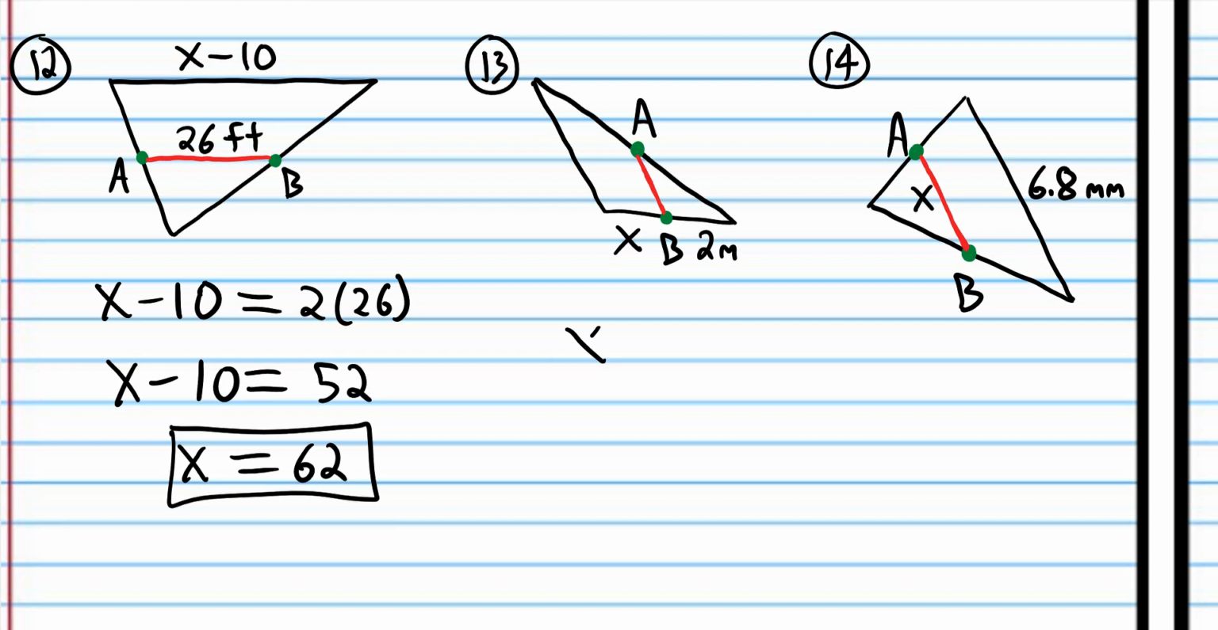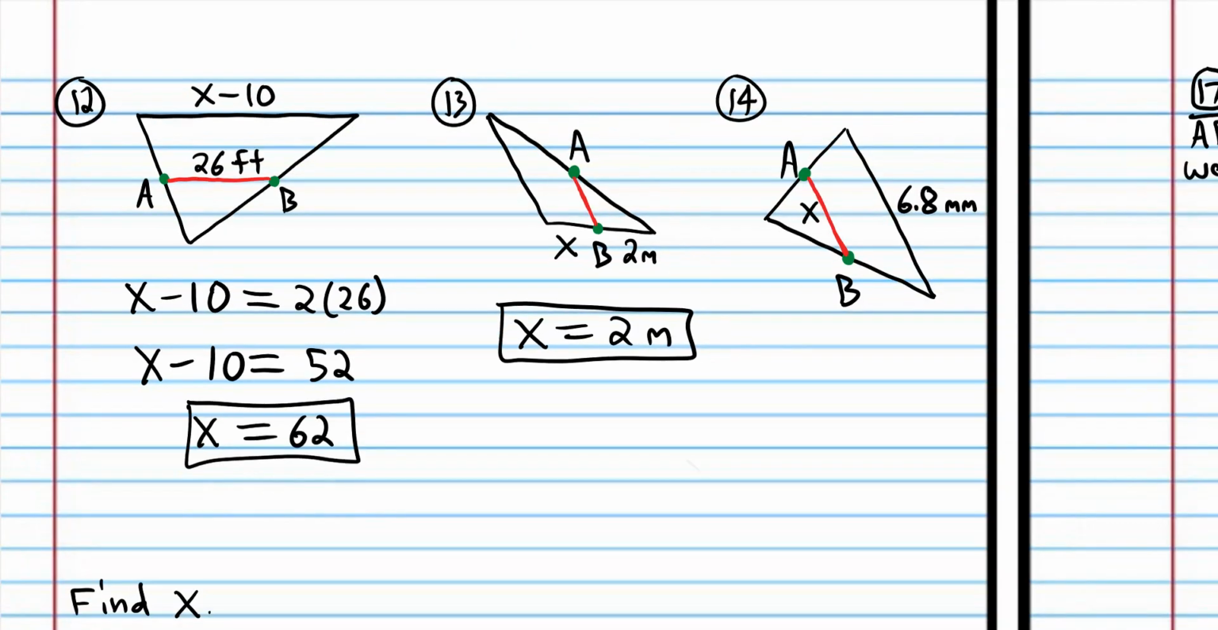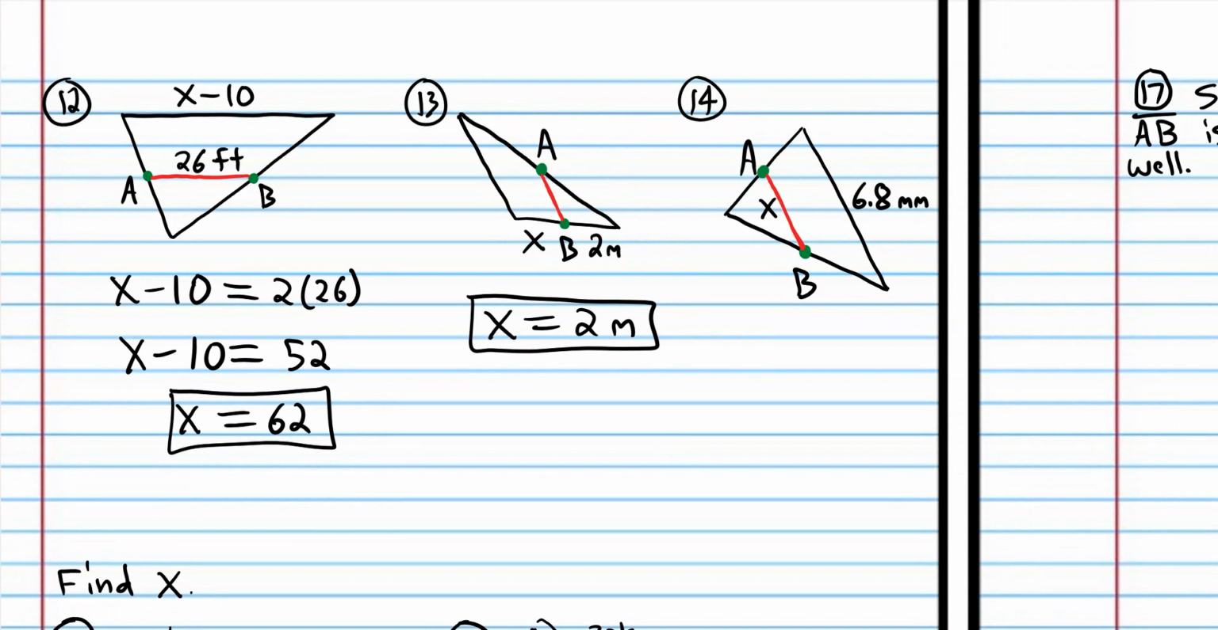All right, we're back. X is equal to 2 meters. Why is that? Well, because we're told that AB is a midsegment. So that means it must cut this side in half. And so if this length is 2, this length must be 2 also. So if you got that answer, good job. Try number 14. You will need the midsegment theorem in number 14. And when you come back, we'll do it together.